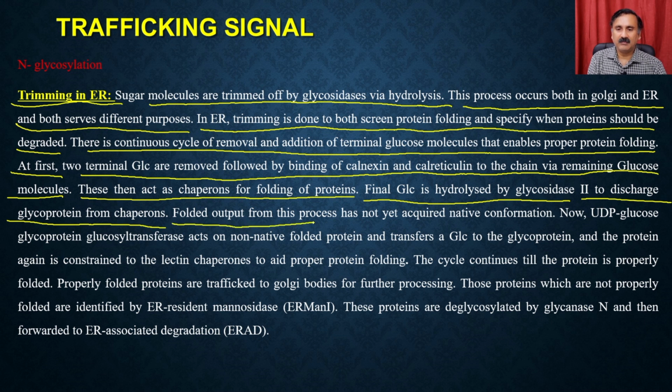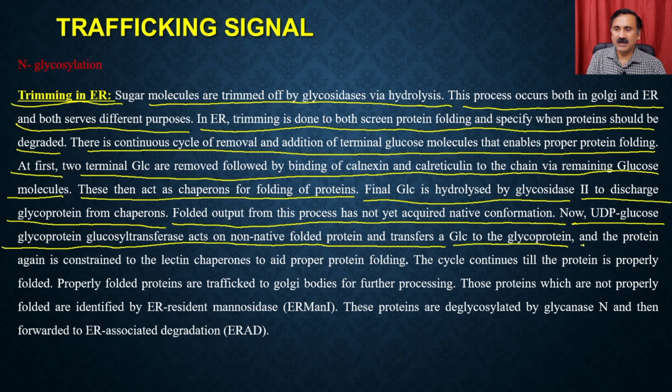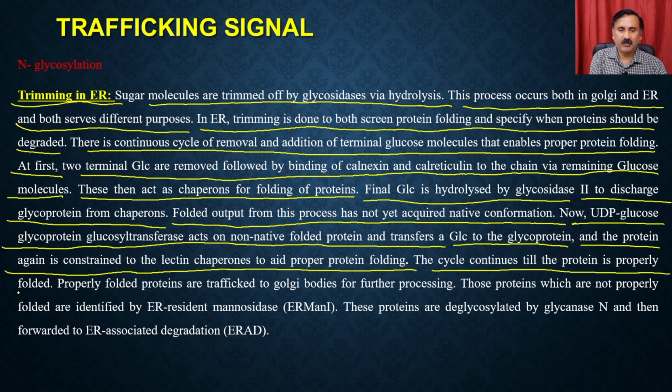The folding output from this process has not yet acquired its native conformation. Now, UDP-glucose glycoprotein glucosyltransferase acts on the non-native folded protein and transfers a glucose to the glycoprotein, and the protein is again bound to the lectin chaperone to aid protein folding. The cycle continues until the protein is properly folded. The properly folded proteins are trafficked to the Golgi for further processing.